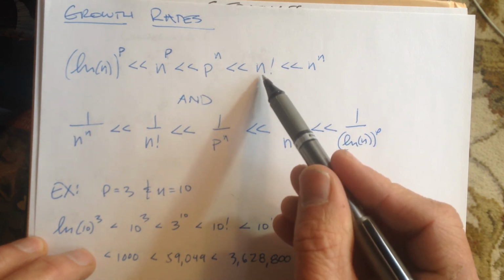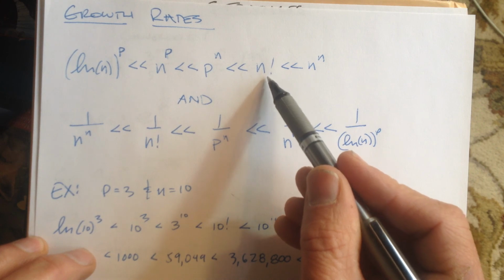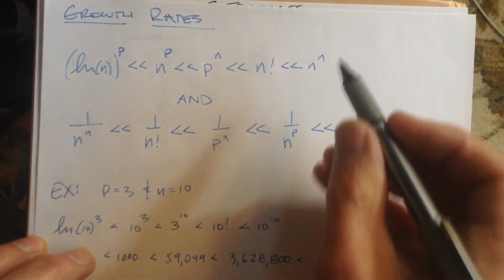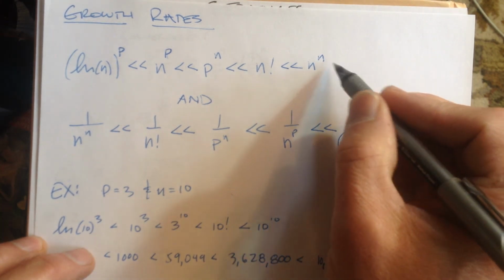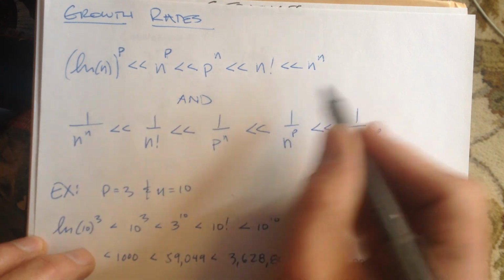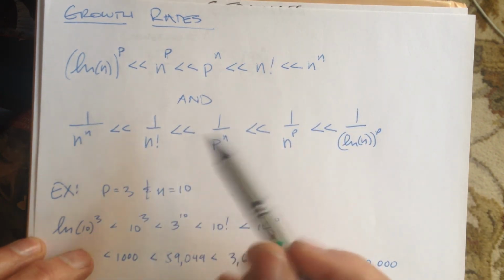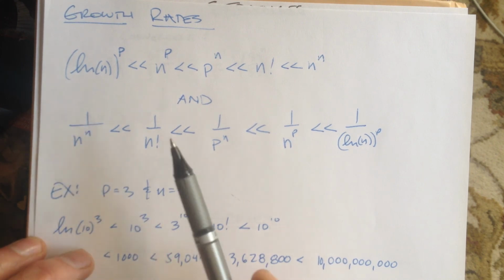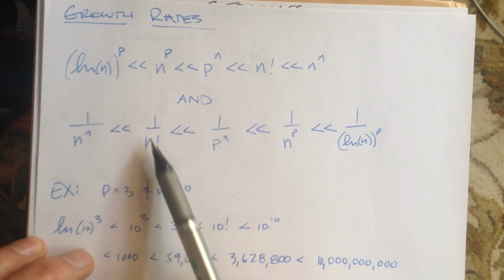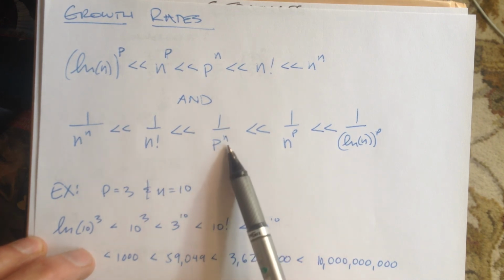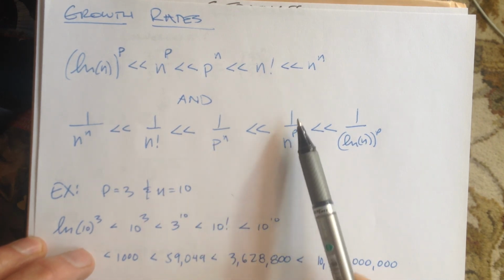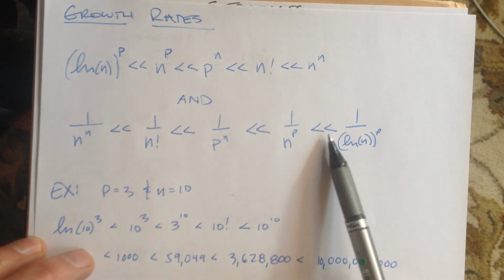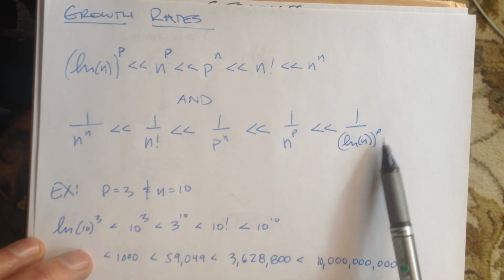This is n factorial, so as n gets large, n factorial gets very large, and this is the champion of them all, n raised to the n power. You can do crazy things like raise something to the nth power, but these are things that we'll run into in practical terms. So conversely, or I should say inversely, if we put 1 over these things, then 1 over n to the n is smaller than 1 over n factorial, which is smaller than 1 over p raised to the nth power, which is smaller than 1 over n to the p, and still smaller than 1 over ln n to the p power.